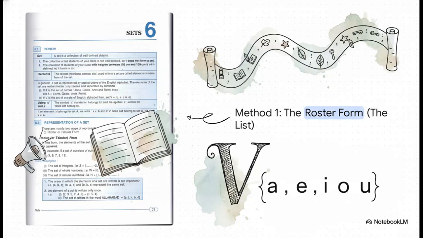All right, method one is called the roster form. It's just a fancy way of saying make a list. Seriously, that's all it is. You just list out every single member of the set. So for our vowels, set V would look like this: {A, E, I, O, U}. Simple, right? It's like taking attendance.